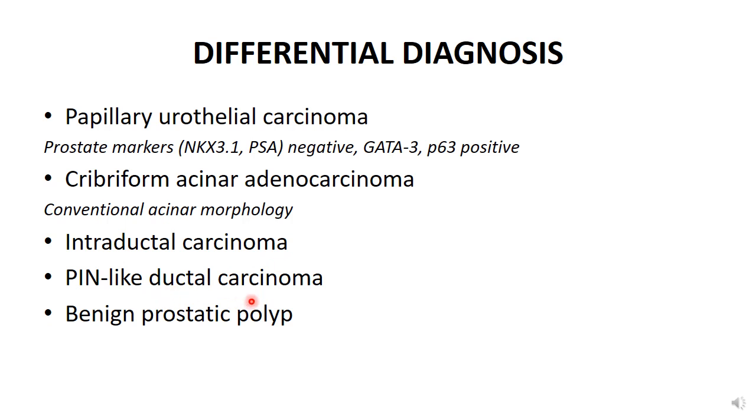Rarely, you may have PIN-like ductal adenocarcinoma in which the similarity is with the high-grade PIN, but the lining of the glands is similar to ductal adenocarcinoma, and I will talk more about that as well. Benign prostatic polyp is usually easily distinguished based on the cytological features.